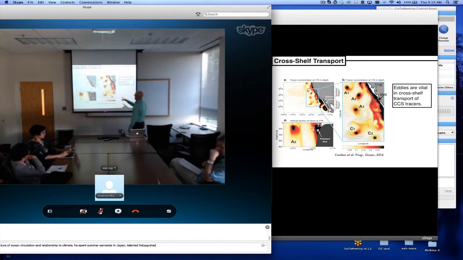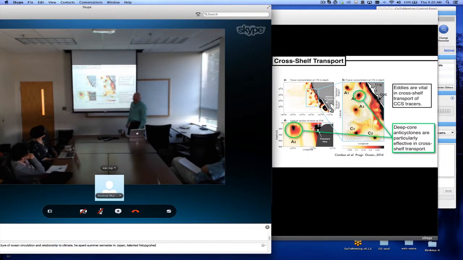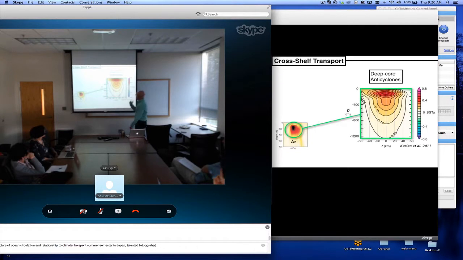A1, A2, and A3 all represent anticyclones. C1 and C2 represent cyclones. It's really there that this large amount of tracer is being concentrated. There aren't really any large-scale cross-shelf transports that are managed. So these deep anticyclones here are especially effective at moving tracers offshore.